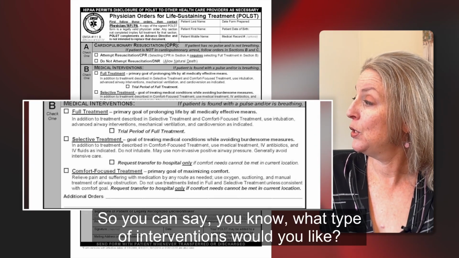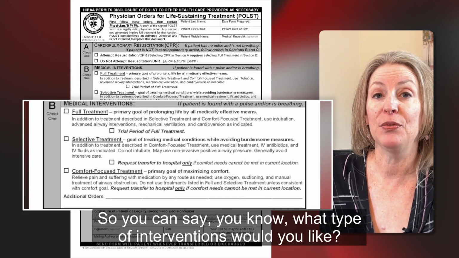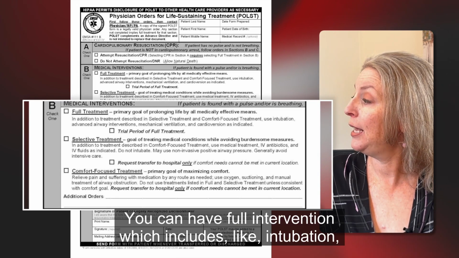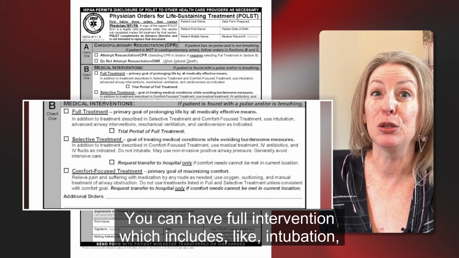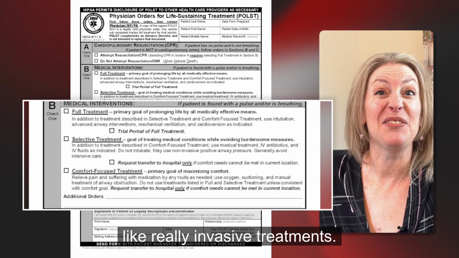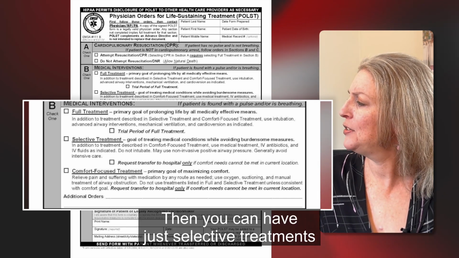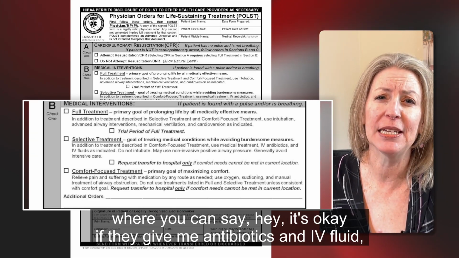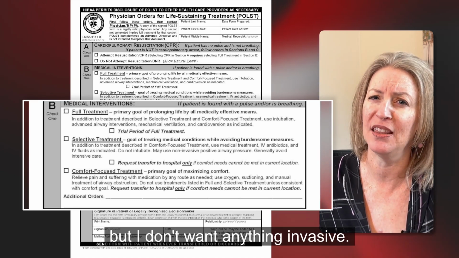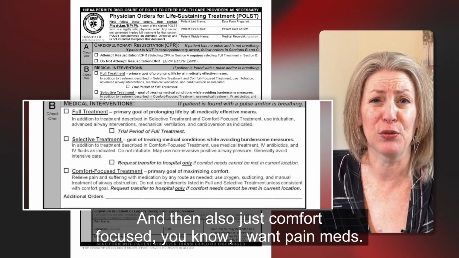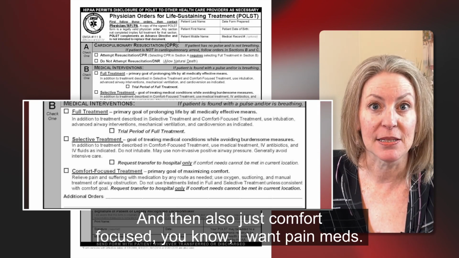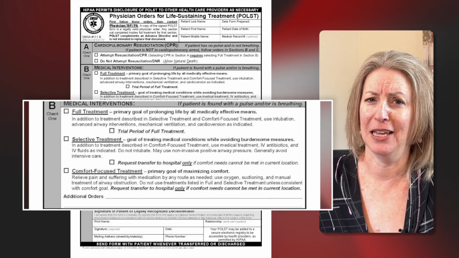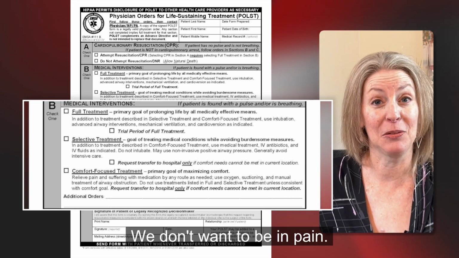Section B, so you can say, what type of interventions would you like? You can have full intervention, which includes like intubation, like really invasive treatments. Then you can have just selective treatments where you can say, hey, it's okay if they give me antibiotics and IV fluid, but I don't want anything invasive. And then also just comfort focused, I want pain meds, but I don't want anything else, okay? Because most of us want the pain meds, right? We don't want to be in pain.